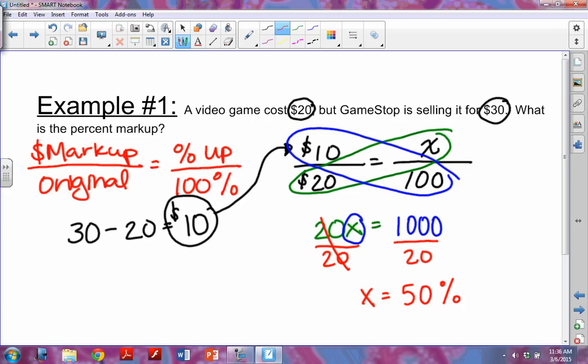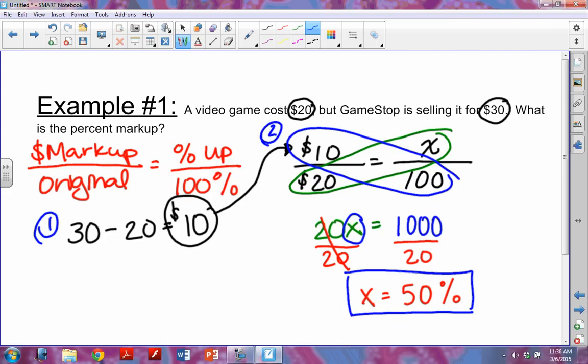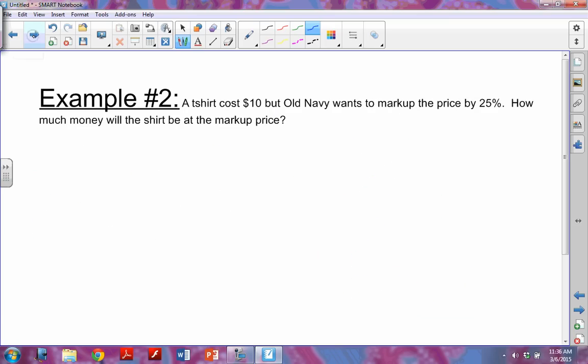So that means GameStop is going to mark up the game by 50%. So when you're finding the percent markup, you have step number 1, which is just to subtract, and step number 2, which is to set up your proportion. Not too bad, right? Here's where things get so much easier.